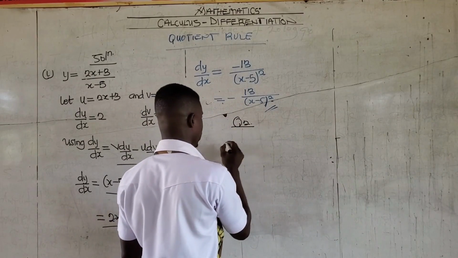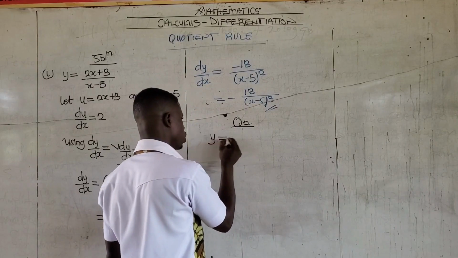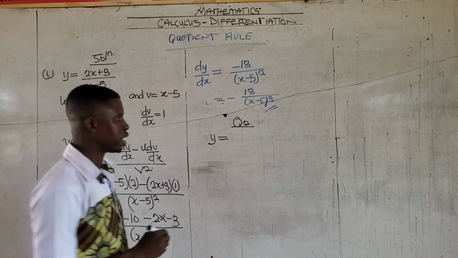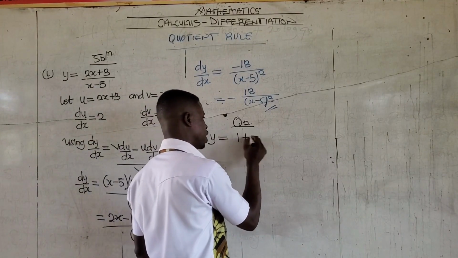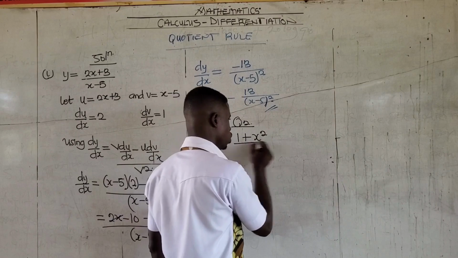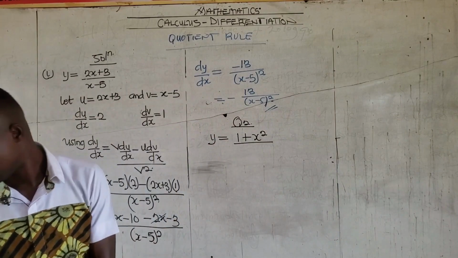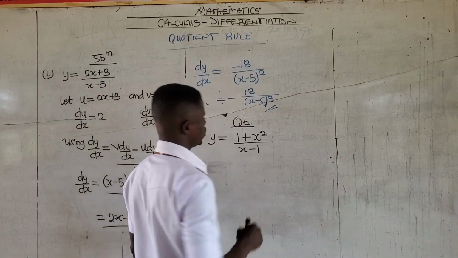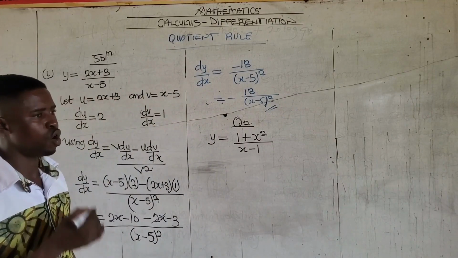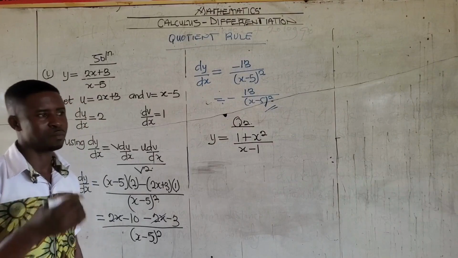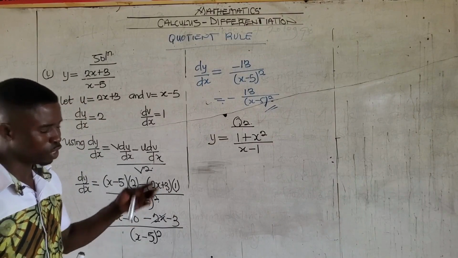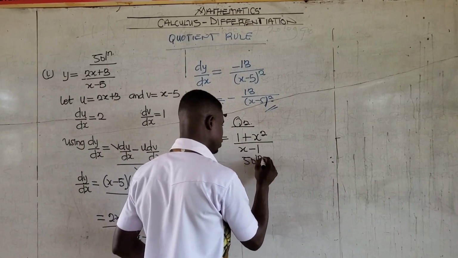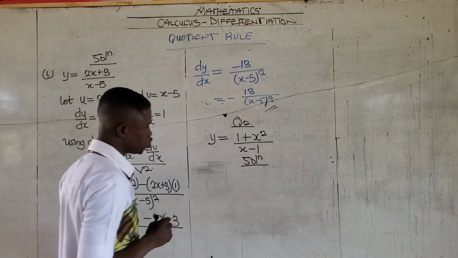Question 2. We were given y to be equal to 1 plus x squared all over x minus 1. So in this case, what are we going to do? Let's look at our solution. If we have this to differentiate, what are we going to do?